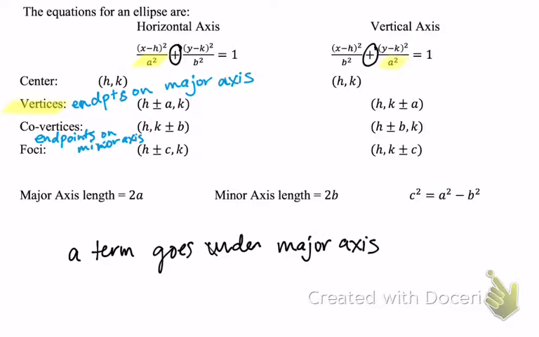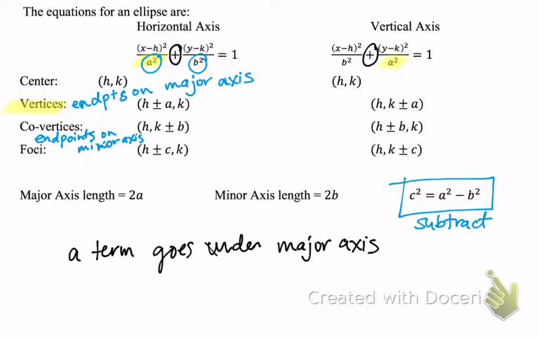A focus, remember, was the one point that we put on the parabola. They'll always be on the inside of the ellipse. And the way that we find the foci is using this equation right here. We're going to take our a squared and our b squared, our two denominators, and subtract them. So we take our bigger number, which will be our a squared, minus our smaller number, which is our b squared, and that's going to be our c squared. Then we'll need to square root it.